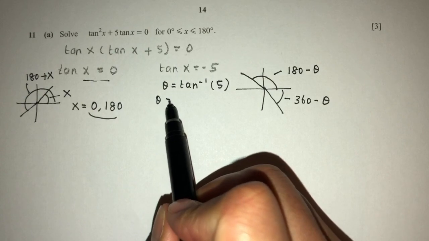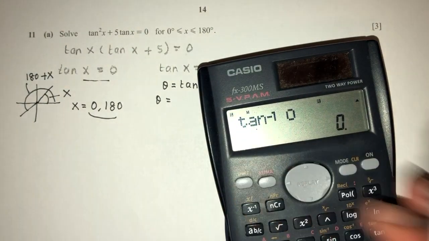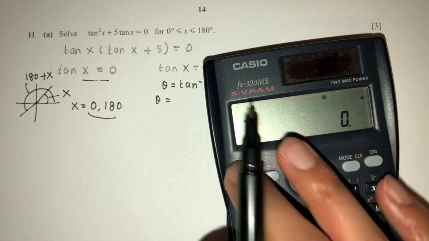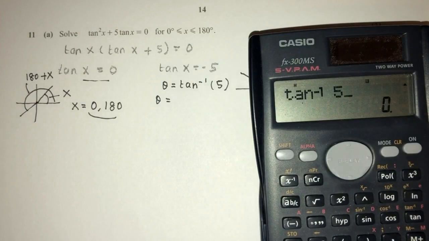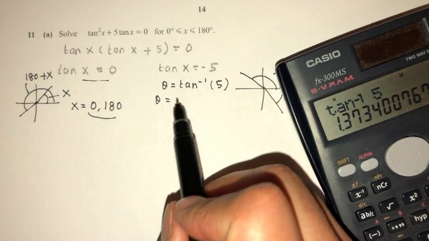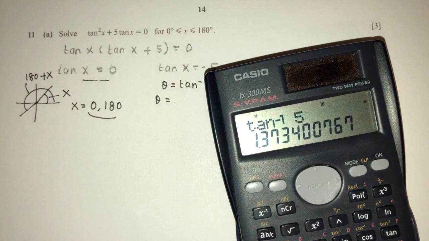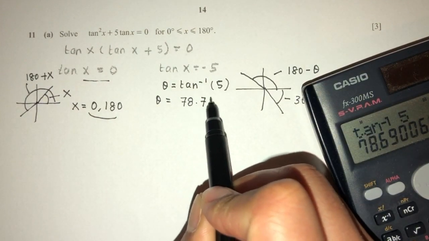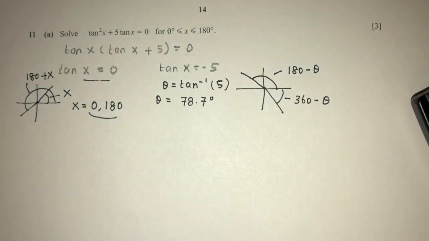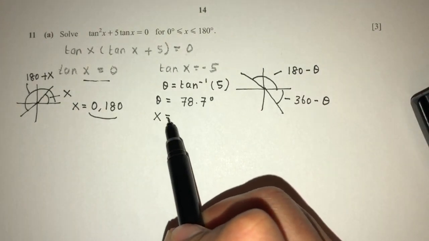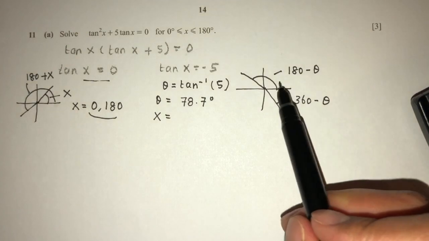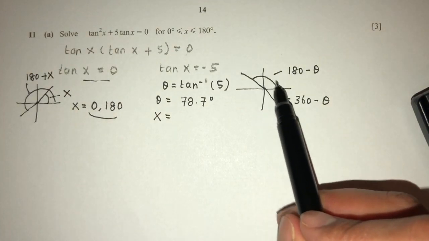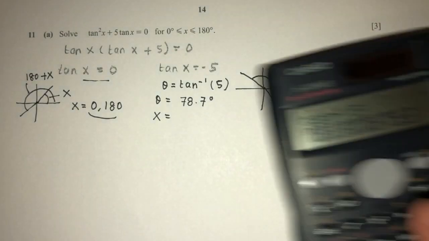Theta, I assume, is the inverse of the positive value. So theta will be what? Tan inverse of 5. Let's use degrees, of course. That will be 78.7 degrees. Now this is not your answer, you have to find x. x will be according to your quadrants. As you can see, this is the second quadrant, so this is 180 minus this.